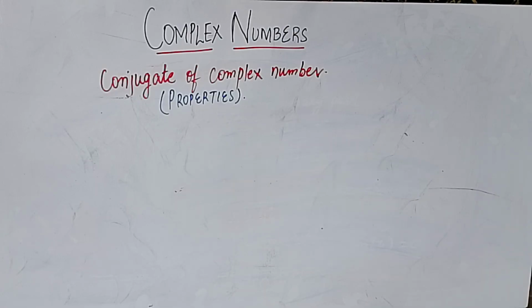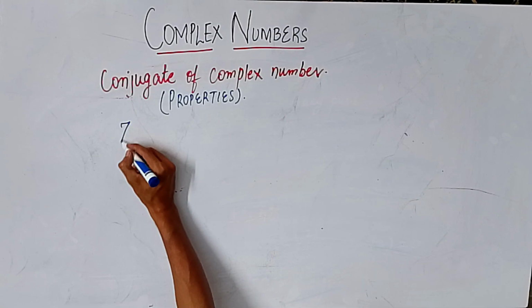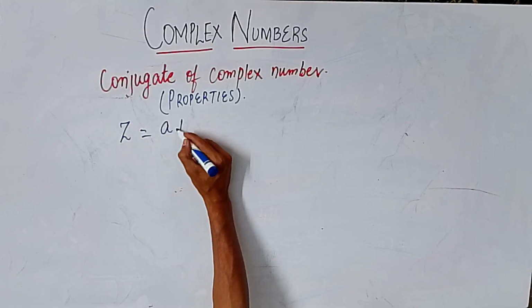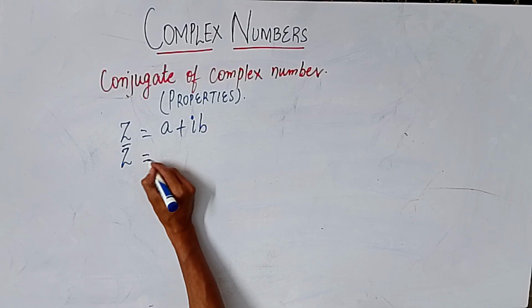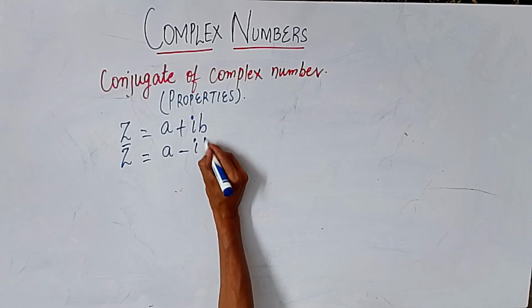Now let's see some important things related to conjugate, or properties. First of all we will understand in a general way and then we will apply it with examples. Properties of conjugate of complex number. For example, generally if you have a complex number z equals a plus iota b, its conjugate is a minus iota b.